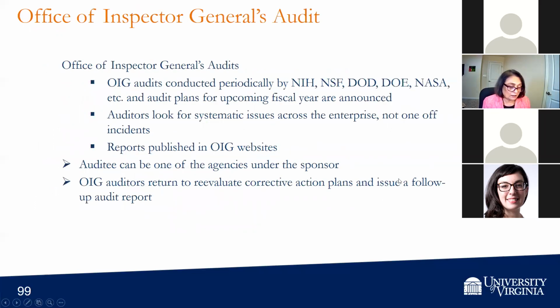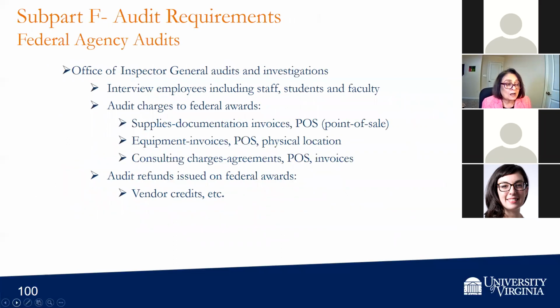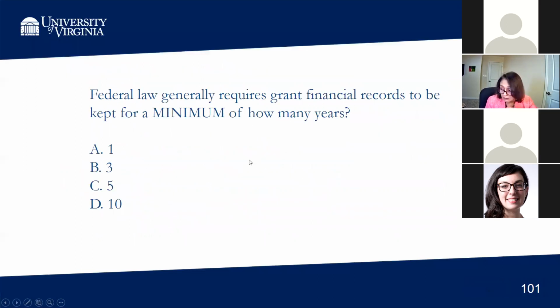And then we also have another area where Office of Inspector Generals from different federal agencies come and audit us and they investigate us. So once an audit is started, our record retention goes totally out of the door. We have to maintain all the records of the federal programs till the audit is resolved. So who can give me this answer? Federal law generally requires grant financial records to be kept for a minimum of 3 years. Good.